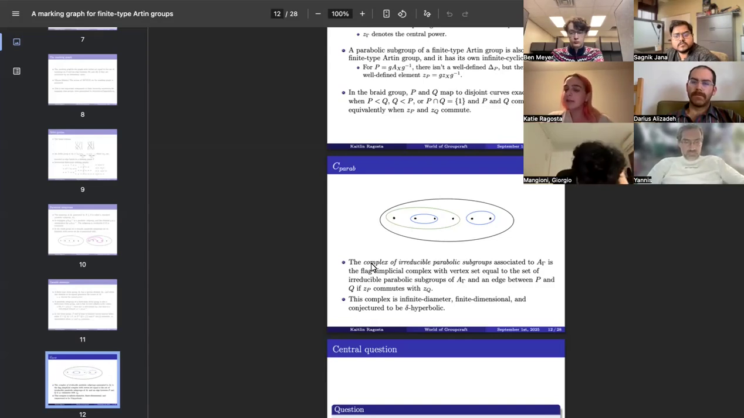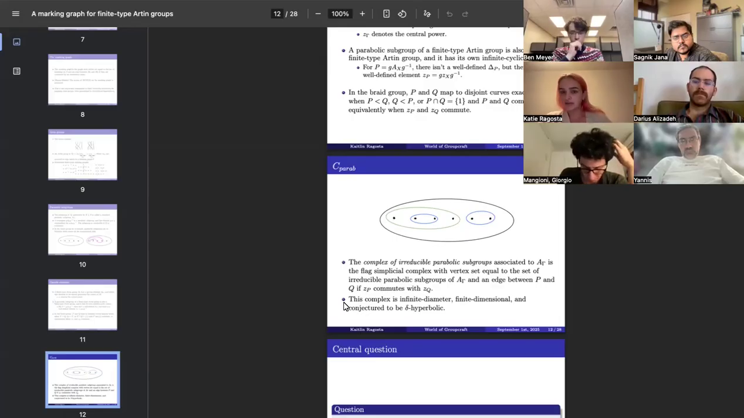And the idea of this complex was to generalize the curve complex for mapping class groups to all finite-type Artin groups. So vertices in this complex are irreducible parabolic subgroups. So these are in bijection with curves for the braid group. And there's an edge between two parabolic subgroups when their centers commute. So again, that's sort of our analog of disjointness. And then as before, we fill in any simplices where we see pairwise connected vertices.